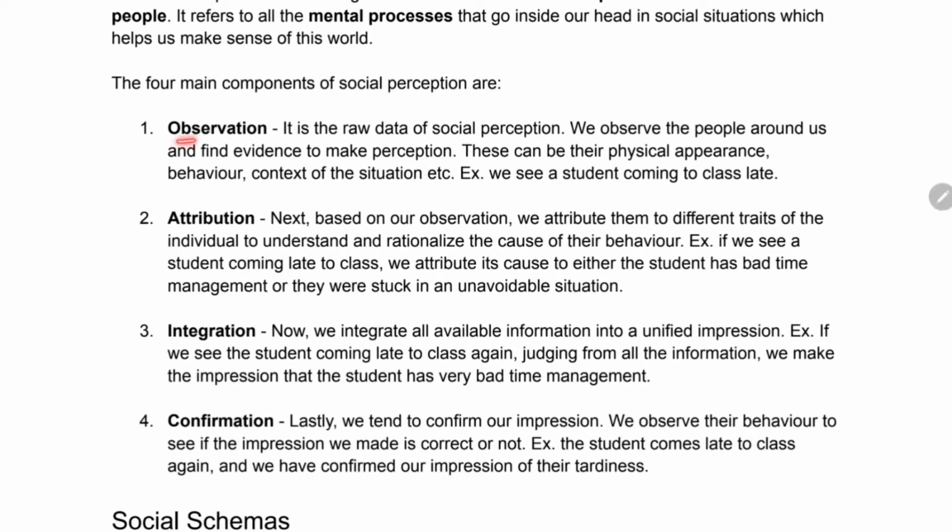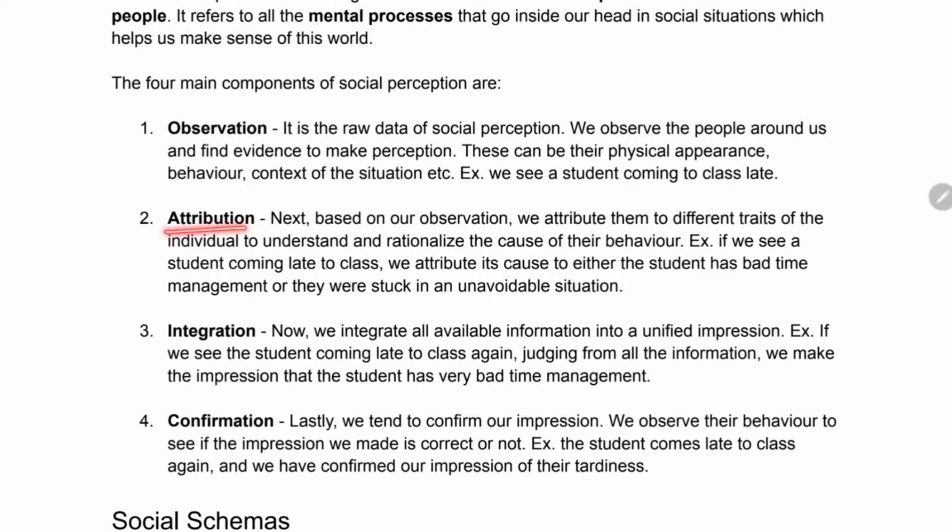These are observation. Observation is the raw data of social perception. We observe people and the society around us to find evidence to form a perception. These can be their physical appearance, behavior, context of the situation, etc. For example, we see a student coming late to class. We observe that the student is coming late.